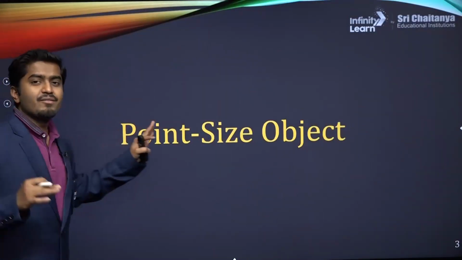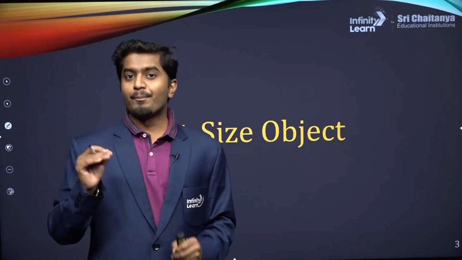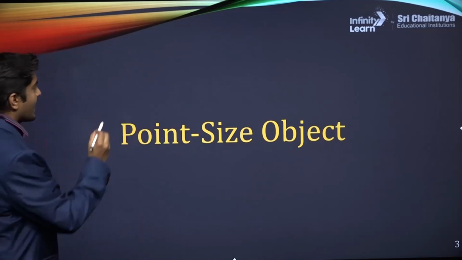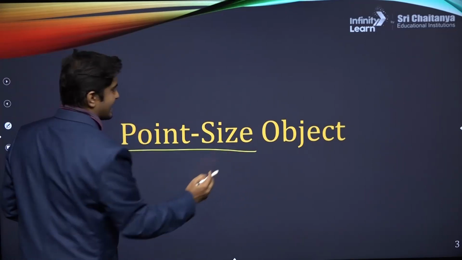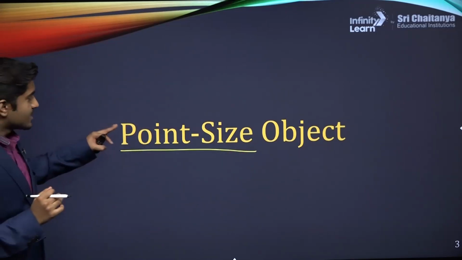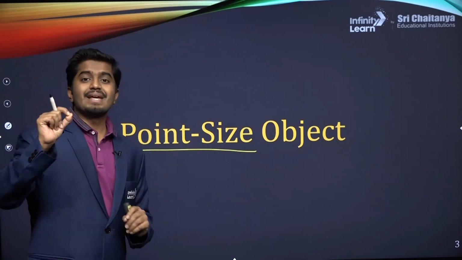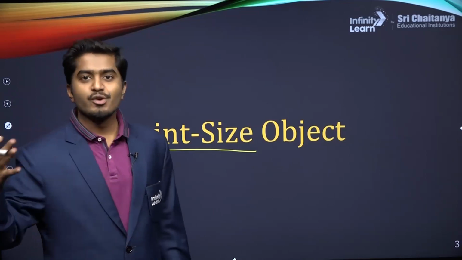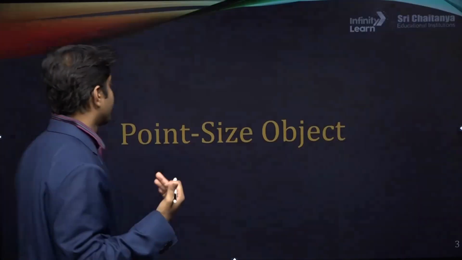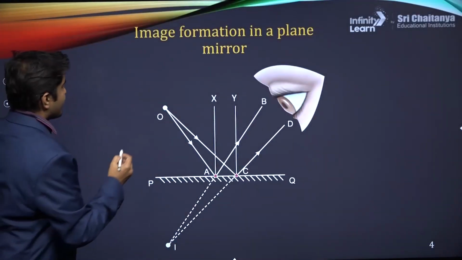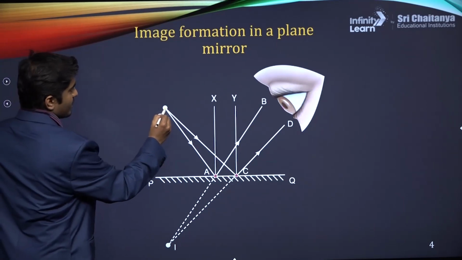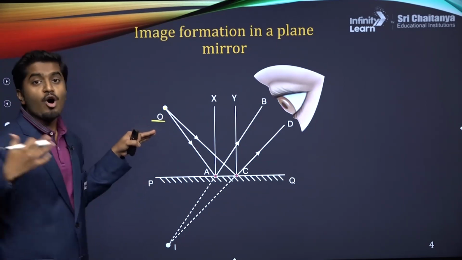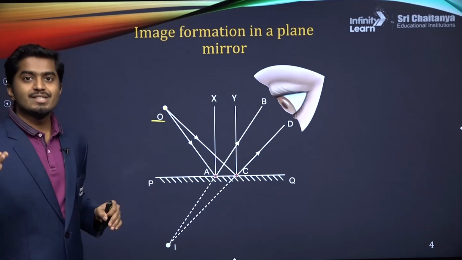So let's start. Now, let's consider a very easy case in which we have a point size object. Do you know what is a point size object? In the last class, I told you, point size is like a zero dimension, just a single point. If you place a single point in front of the mirror, how the image is going to form, that we are going to learn. For example, here, O is our object, the point size object.